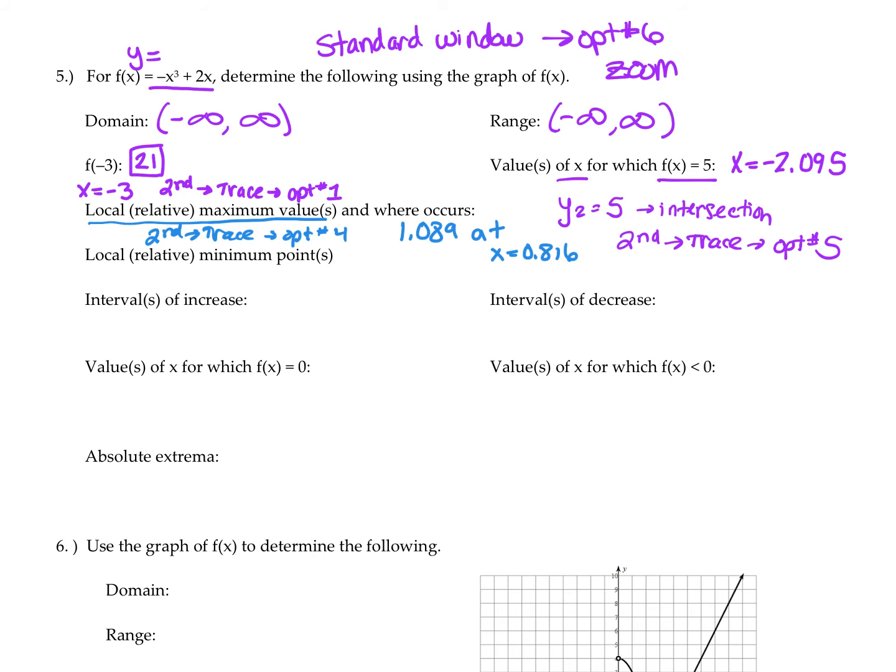Similarly, when you're talking about relative minimum, second trace, but now it's option number 3. When it talks about the minimum point, this is where you're giving a minimum coordinate. So that minimum point would be (-0.816, -1.089). So make sure we understand the difference: a value is the value of the maximum, the y. A point is going to be a coordinate. That's really important to know the difference between those two.